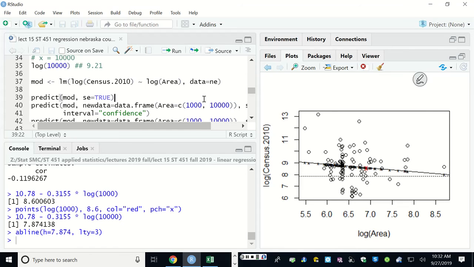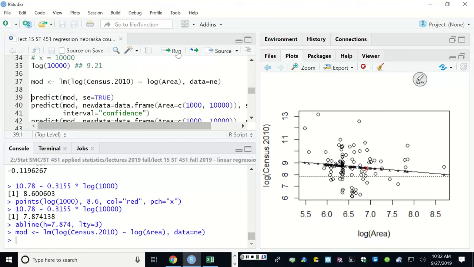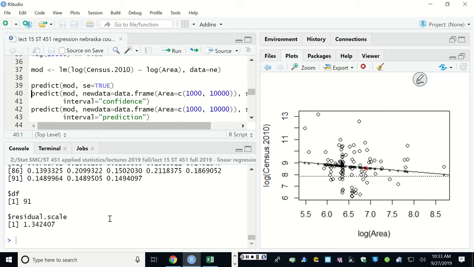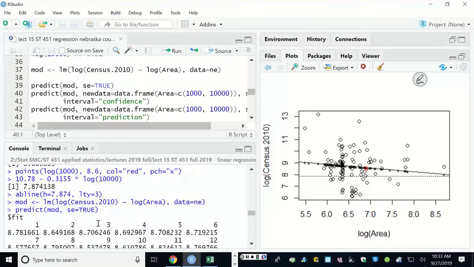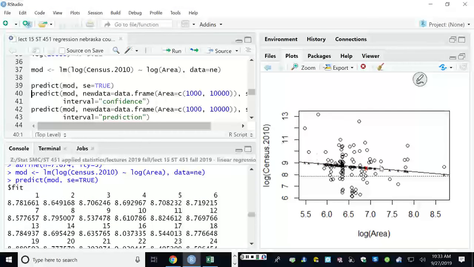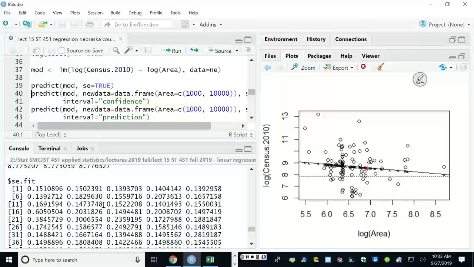You can take out the different pieces with some work, but there is this predict command. To do this, it's convenient just to save the model output. Save the lm command as mod, short for model. And then if you predict mod, you can get standard errors. Now if you just do it like this, it's going to do a prediction for every single county. So if I do this for all 93 counties, it has the fitted value on the line, the predicted value for my 93, and the standard error for those fits.